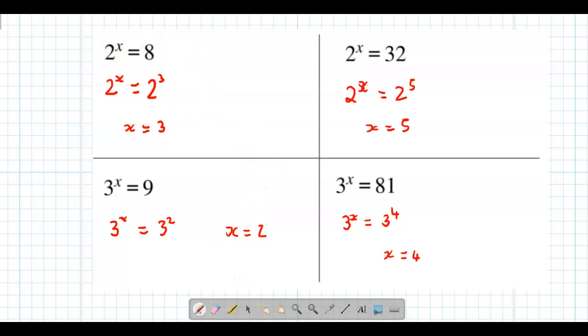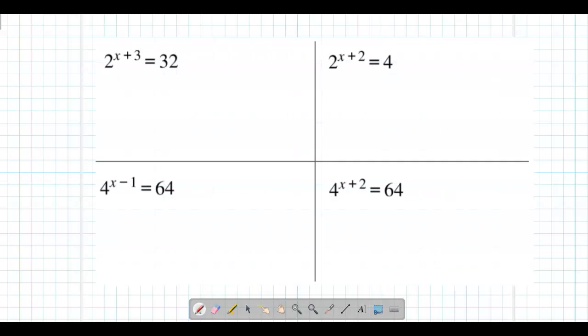So if we have a look at another set of questions, up here, now we're beginning to see how we've got this x plus 3 is equal to 32, but I'm going to make that 2 to the power of 5 like I did in the previous one. So I've got x plus 3 is now equal to 5. So x equals 2.